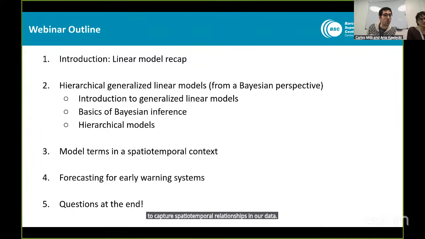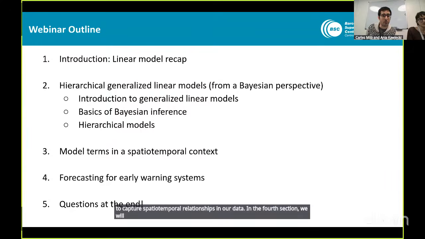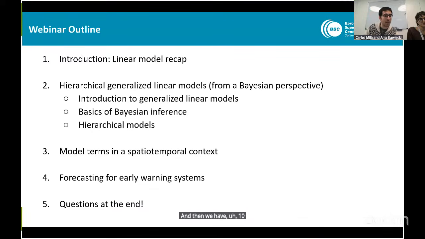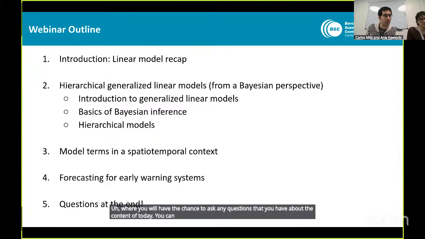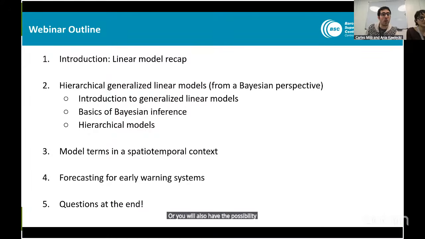In the fourth section, we will see how we can use these models for forecasting, adapting them for early warning systems. And then we have 10 or 15 minutes at the end for questions, where you will have the chance to ask any questions that you have about the content of today. You can either type your questions in the chat during the webinar or during this time at the end, or you will also have the possibility, if you so wish, to unmute yourself and ask your question live.